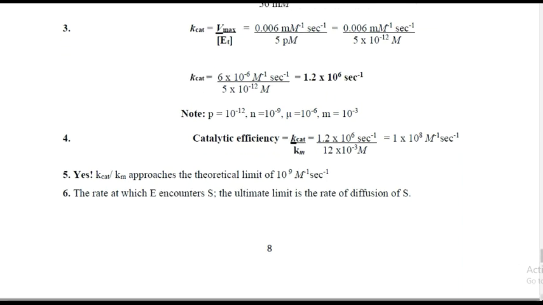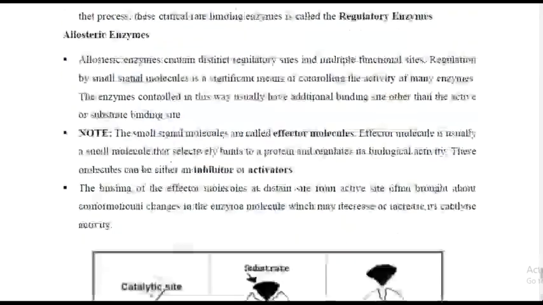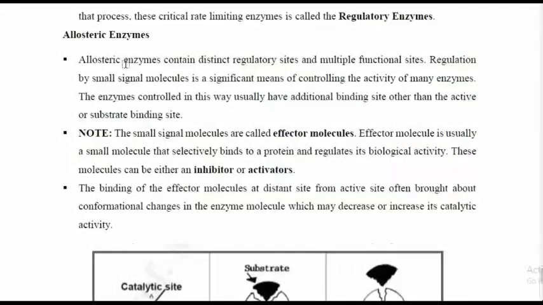Now, what are regulatory enzymes? Regulatory enzymes are enzymes that regulate biological pathways. They are just like the knob on top of a tap. You turn it on, you turn it off. They regulate metabolic reactions, and these enzymes are themselves regulated by different molecules. Once these molecules bind to the enzyme, its conformation, its three-dimensional structure, changes, and as such it affects chemical reactions. These molecules are called effector molecules.